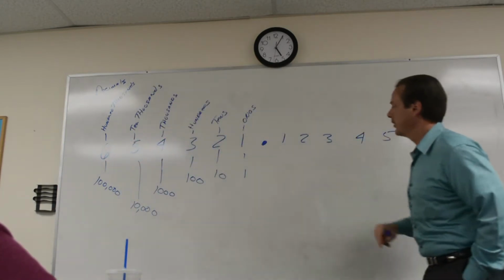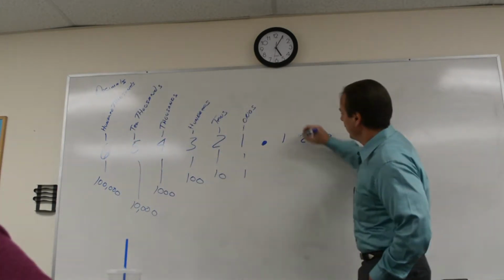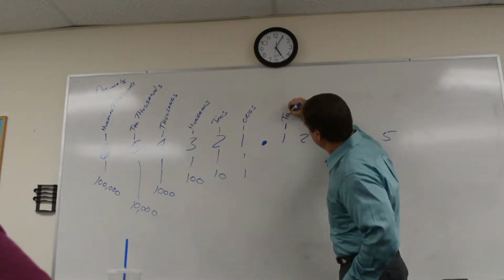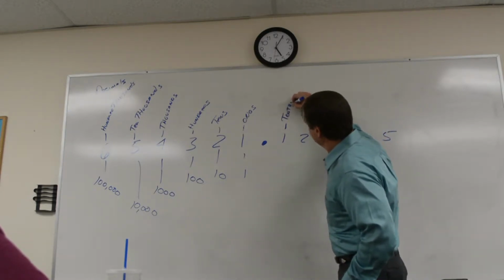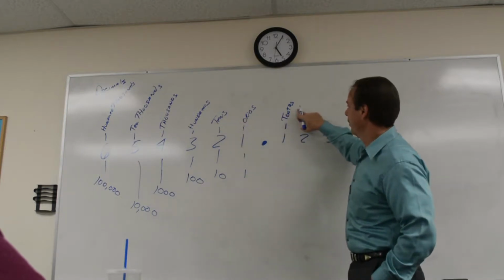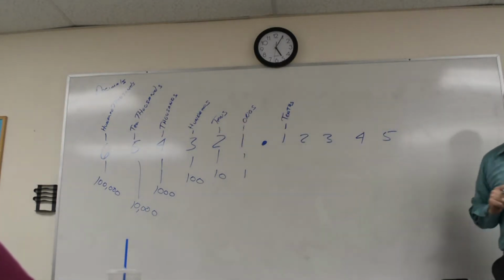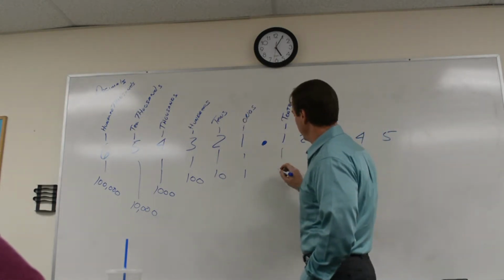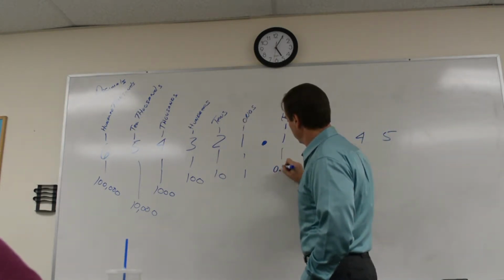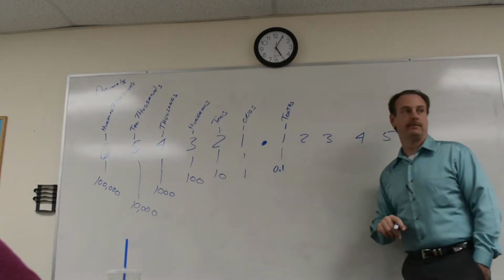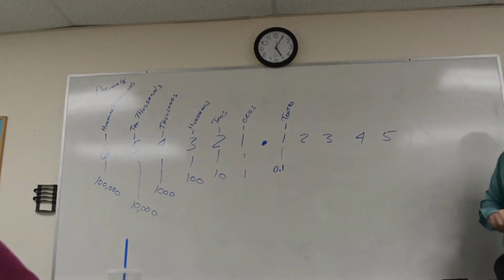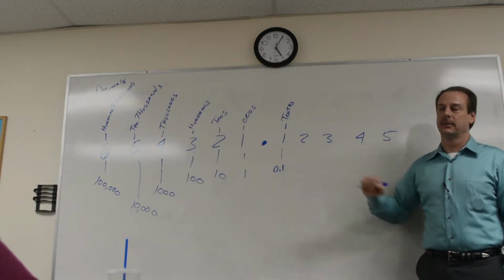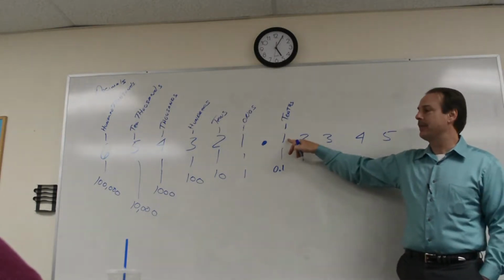Then we go to the right side of the decimal. What do they call this place? Tenths. It's the same as this, except they put a TH at the end. And what is its numeric representation? 0.1. So if I had a 3 here, this would be 3/10. If I had a 5 here, it would be 5/10.